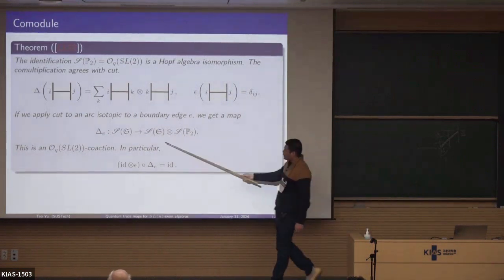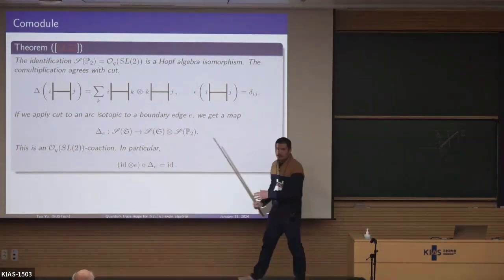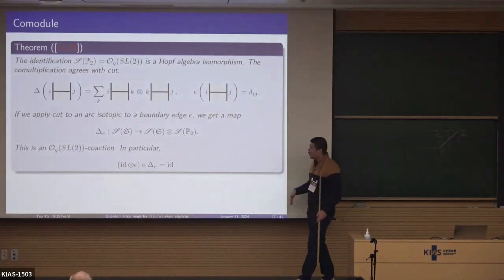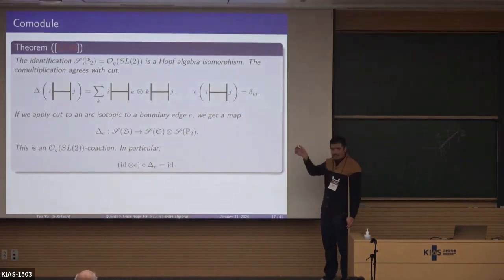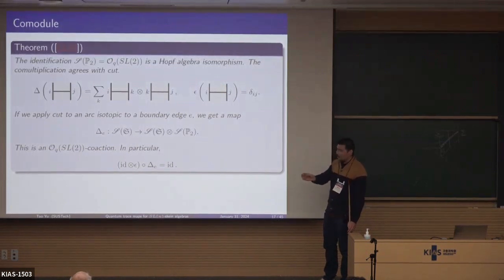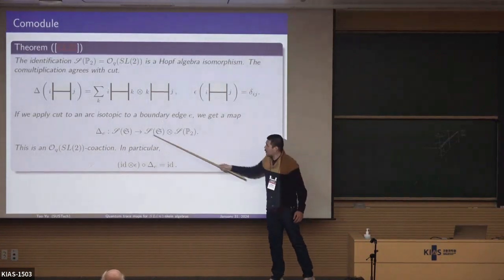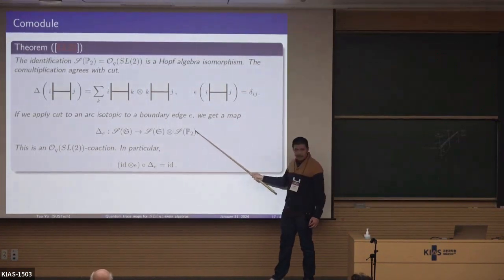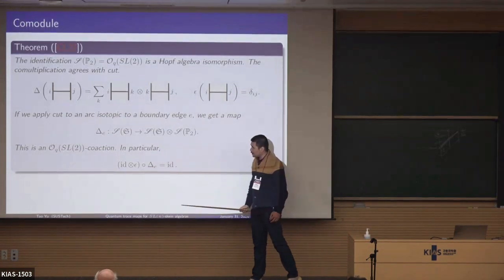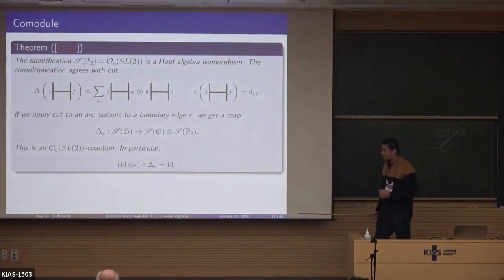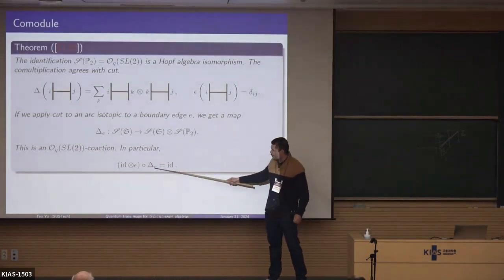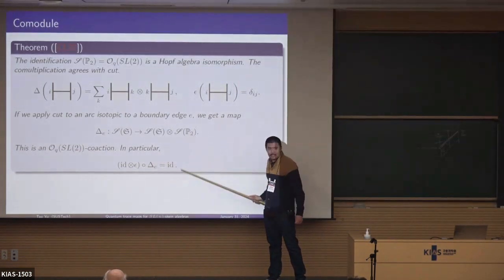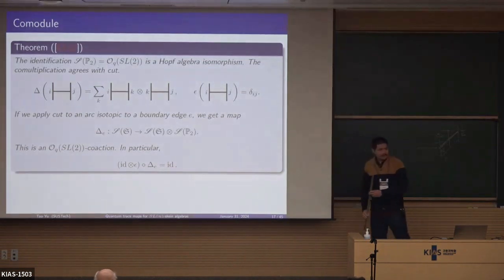Moreover, for any surface with a boundary edge, you can cut along an arc that's parallel to the boundary edge, and then you will have a surface that's equivalent to the original one, but now you have an extra component that's a bigon. So we obtain a cutting map like this, but this is OQSL2. And the conclusion here is that it's an OQSL2 coaction. In particular, if you apply the coaction and a co-unit on this factor, you obtain the identity map.